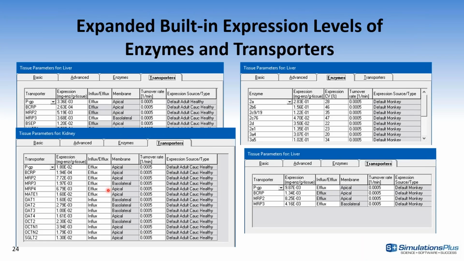We have done quite a bit of literature search for new expression levels of enzymes and transporters that have appeared in the literature over the last few years. So you will see expanded expression levels for different animal species. These are just some sample screenshots. These are not a complete overview of everything that was added, but we have definitely expanded these specifications for animal species, and finally also added some default expression levels for the transporters into the PBPK tissues.